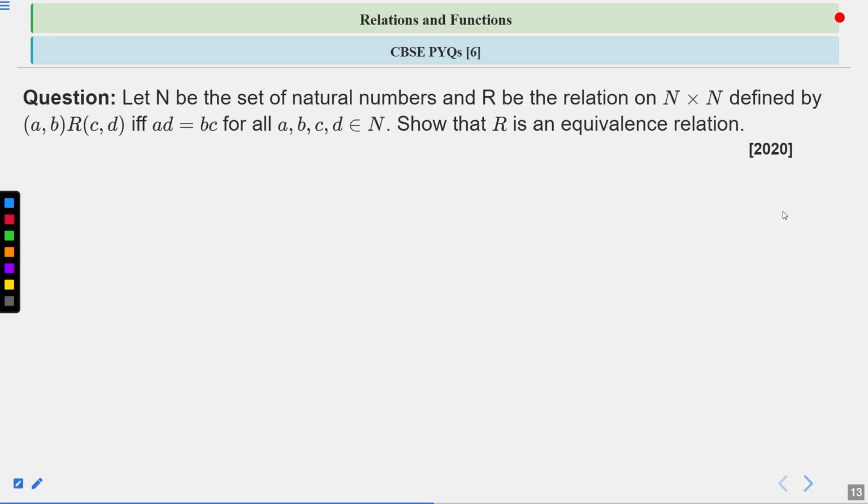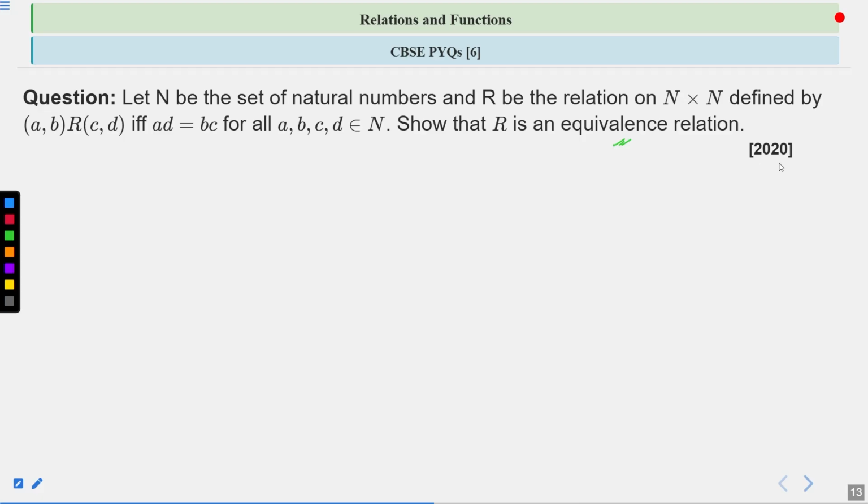This question says, let N be the set of natural numbers and R be the relation on N × N defined by (A,B) related to (C,D) if and only if AD is equal to BC, for all A, B, C, D belonging to natural numbers. So that R is an equivalence relation, right? We basically have to show that R is an equivalence relation. Clear? So again, I am discussing the conditions for equivalence relations.